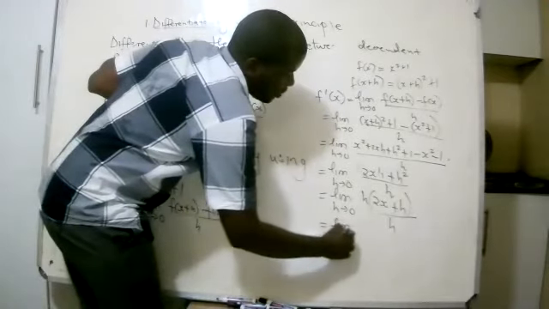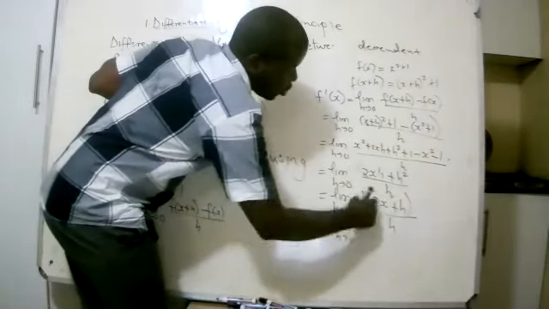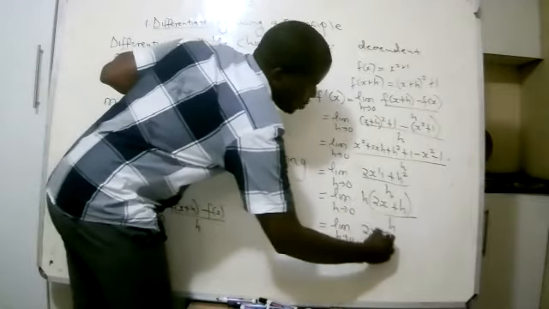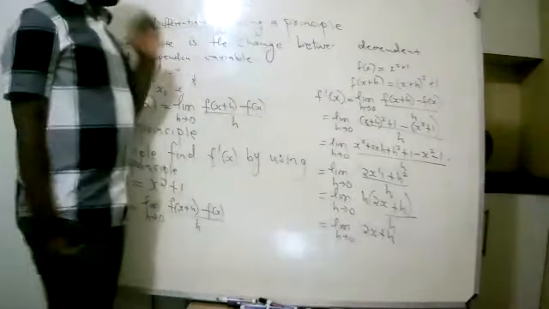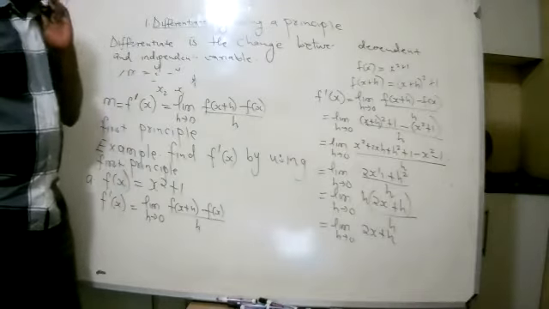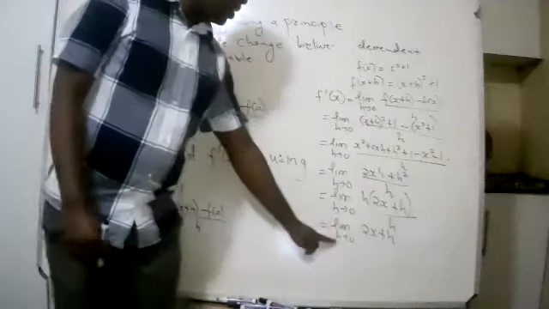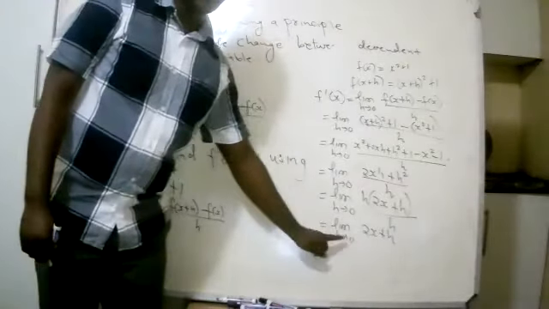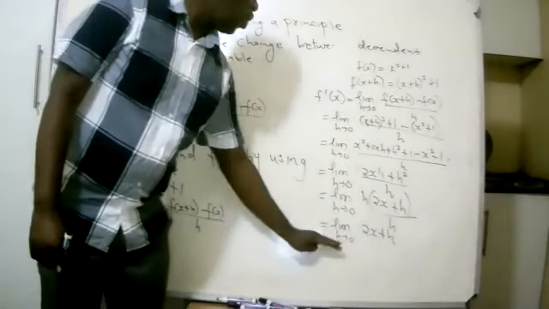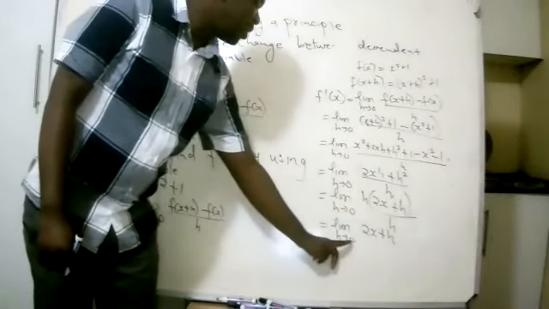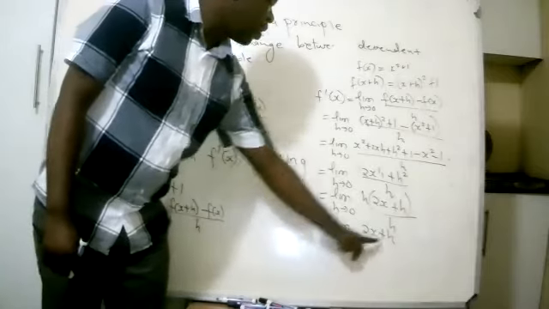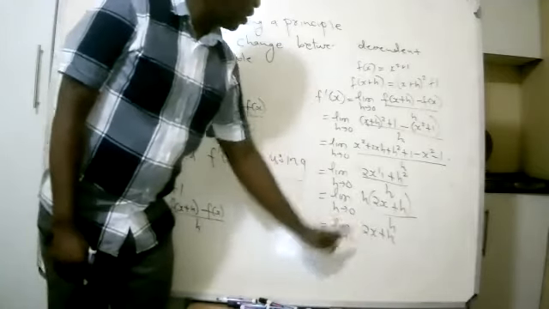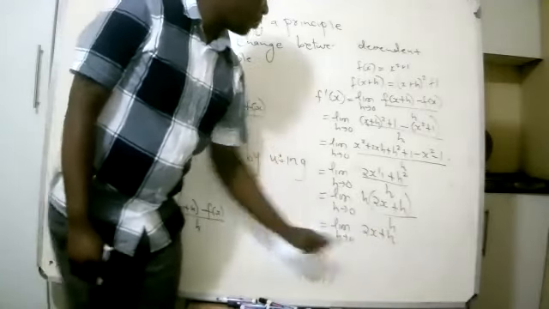So it means we'll be left with the limit when h approaches 0 of 2x plus h. So that is your function. But the limit in this case is approaching 0. So when h is approaching 0, on the last step, it simply tells us that we need to substitute this 0 here in the function. So wherever we have h, we can now substitute 0.